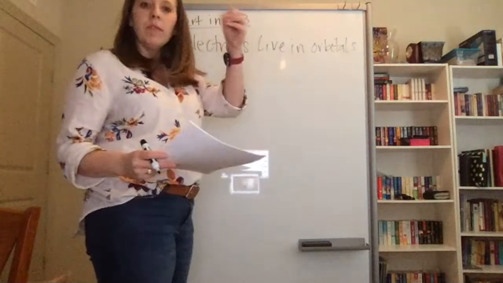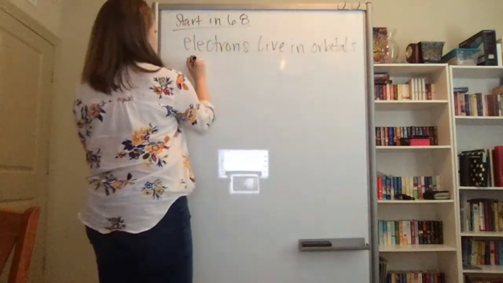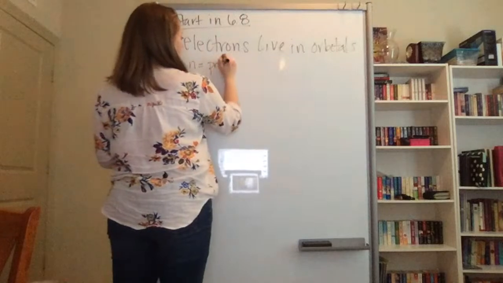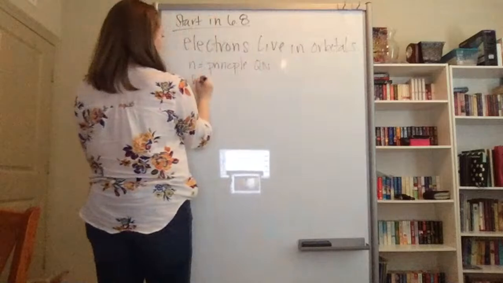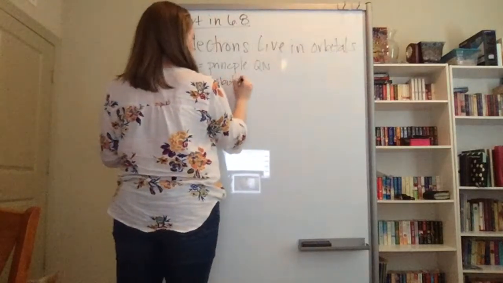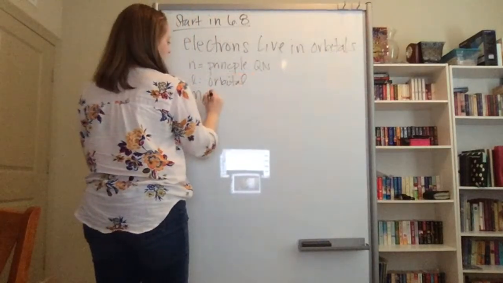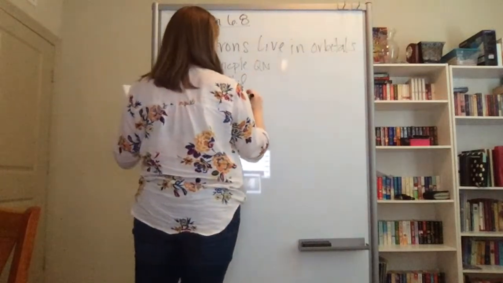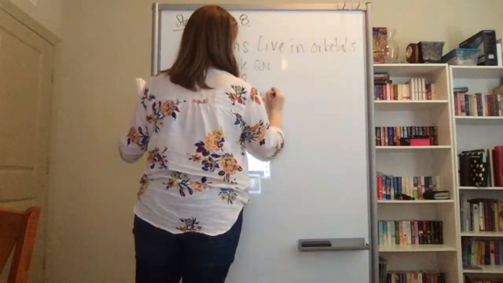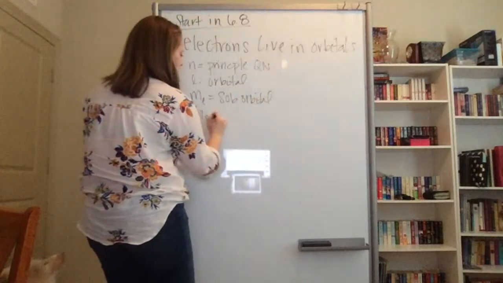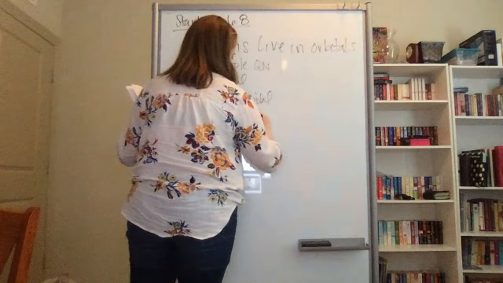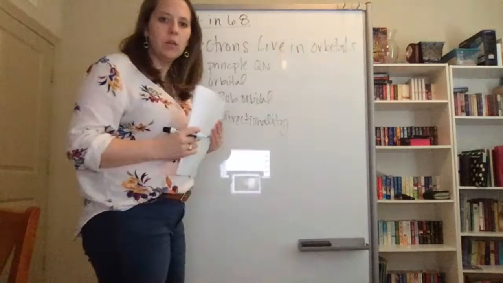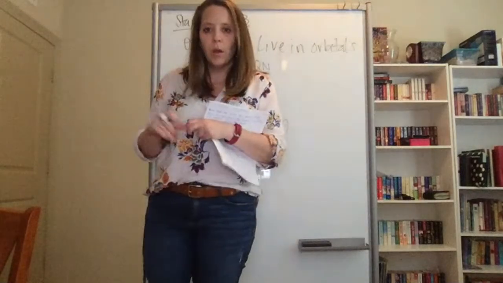So we know that they live in an orbital, and we know that they have n, which is our principal quantum number. And then we have L, which is the orbital. And then m sub L, which is our subshell or our suborbital. And then we have m sub s, which tells us about the directionality.